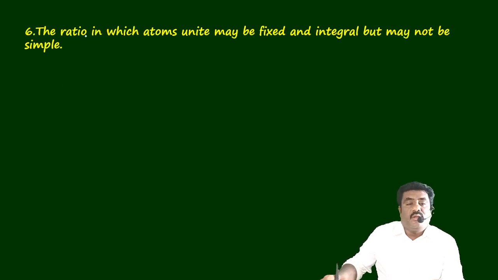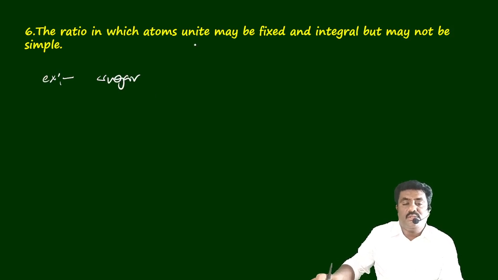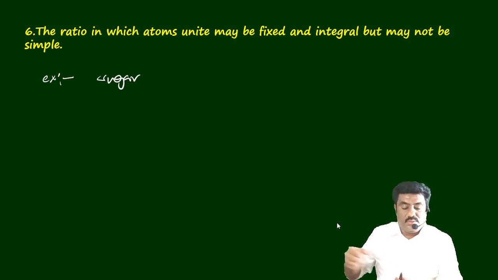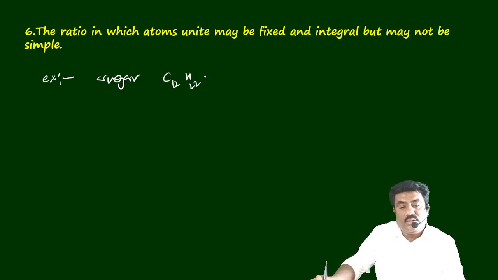So the ratio in which atoms unite may be fixed and integral but may or may not be simple. What it means, for example, sugar. What is the formula of sugar? See, what is the molecular formula? C12H22O11. Yes, this is the sugar molecular formula.